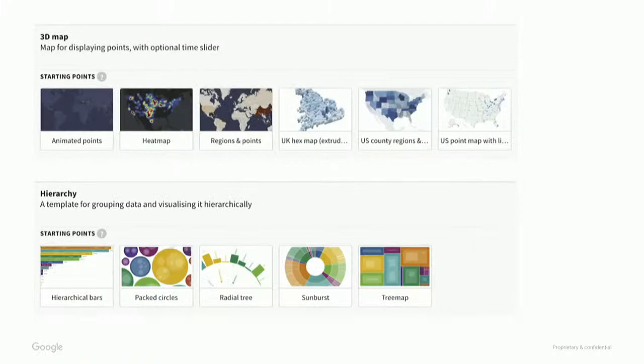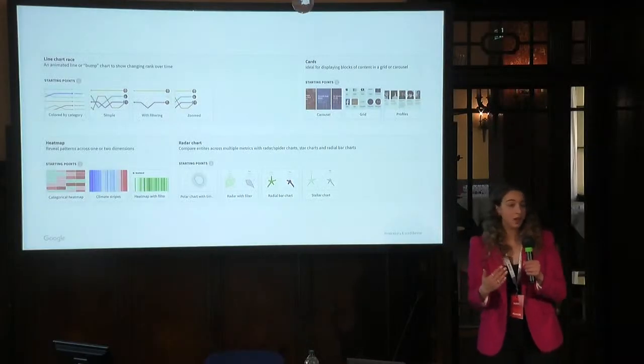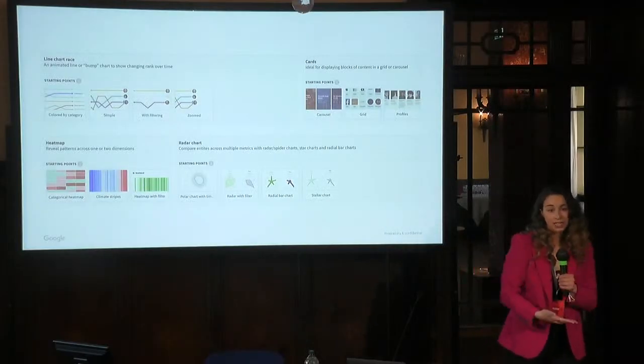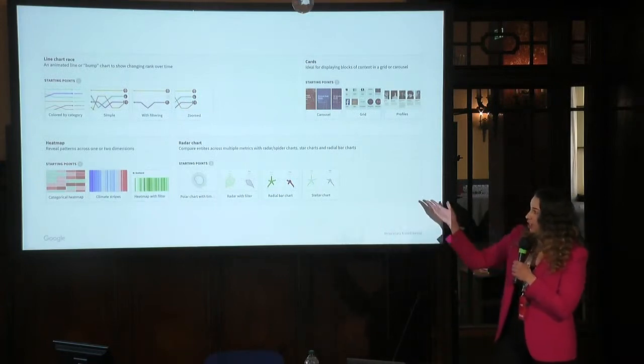We've also got 3D maps and hierarchy graphs. You can see there's a range of different templates. It's up to you to choose which one is going to fit the story that you're telling. So at the top left there, you've got a line chart race. Let's say, for example, you have downloaded data from Google Trends, as we saw earlier, and you are comparing search interest over time for two different politicians. You might want to download that data and then import it into Flourish and create maybe a simple line chart race. Using these tools in conjunction with each other can also be really useful.